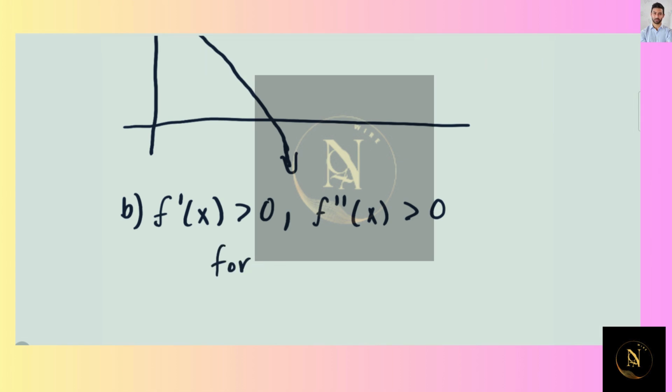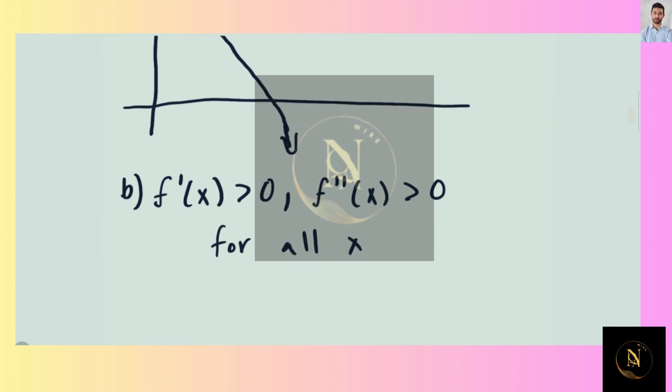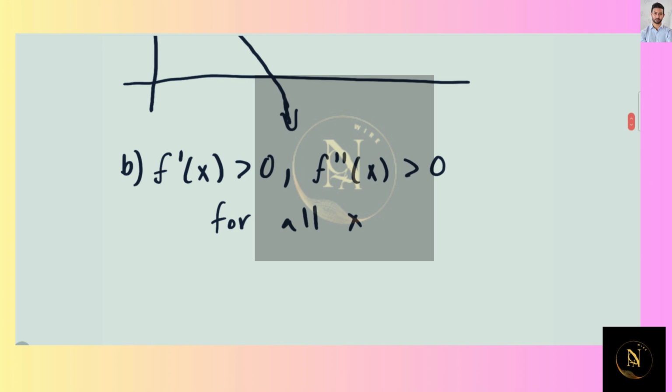And for part B, we're told that f prime of x is greater than 0, and f double prime of x is also greater than 0 for all of x. So in this case, we're going to be concave up and increasing for the entirety of our function.